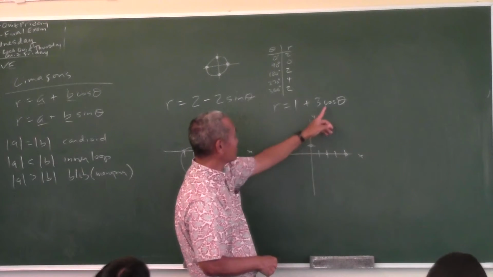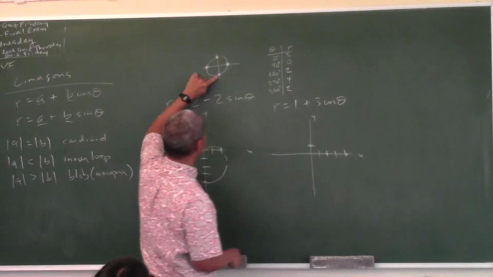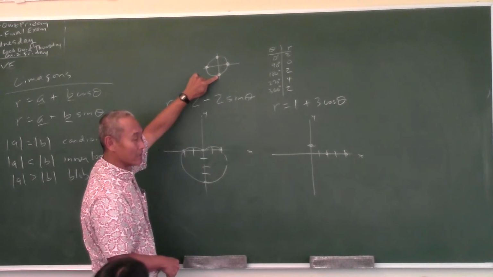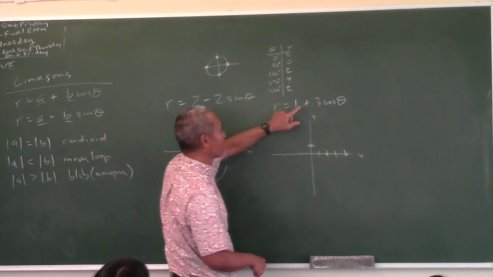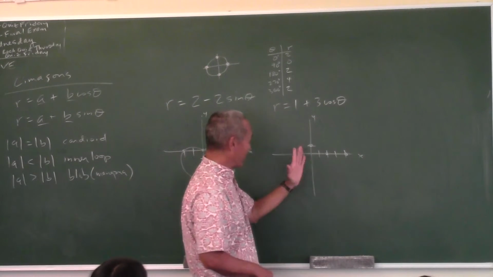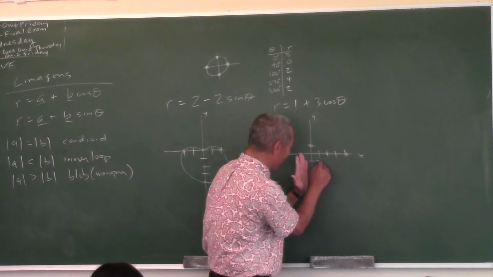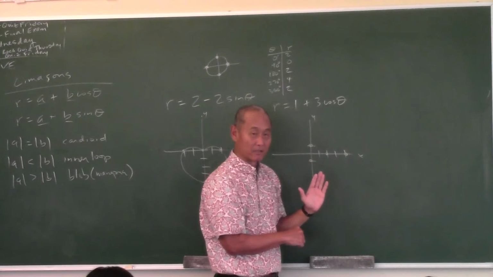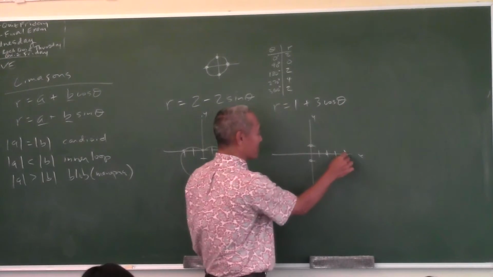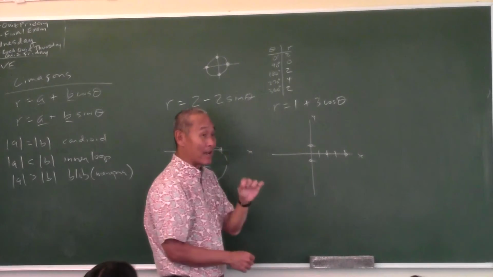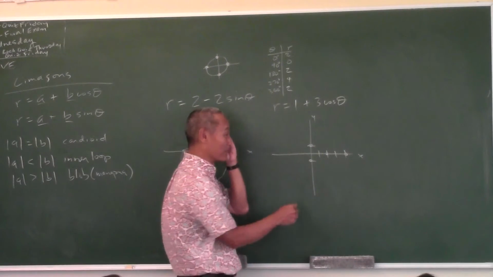270 degrees. What's cosine of 270 degrees? What's the x coordinate right there? 0. So what's 1 plus 3 times 0? So at 270 degrees, you're going 1 unit from the origin. And then of course 360 will be the same thing as 0. Now, connect the dots in the order that you graphed them.